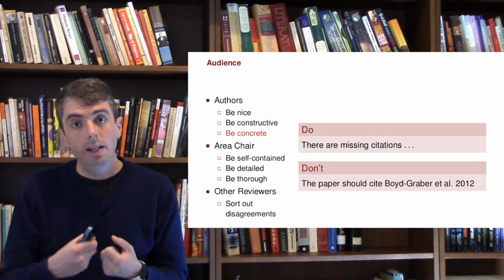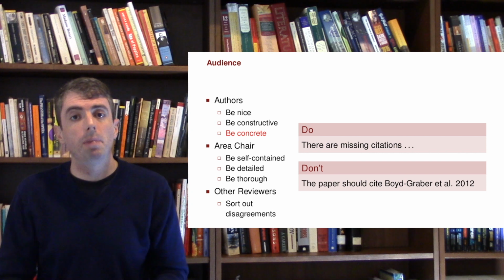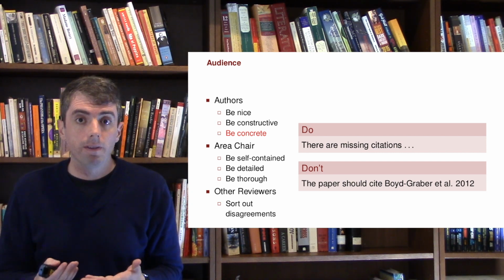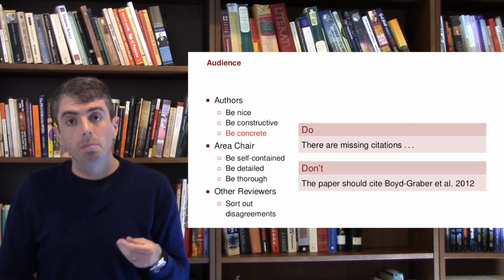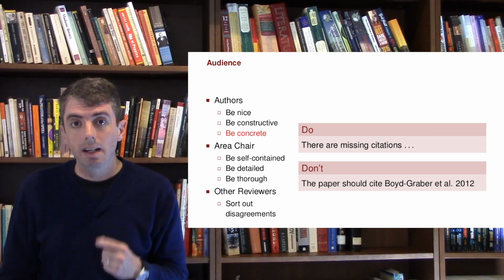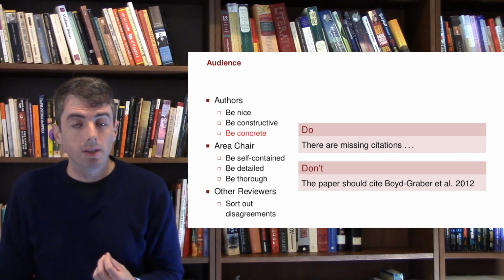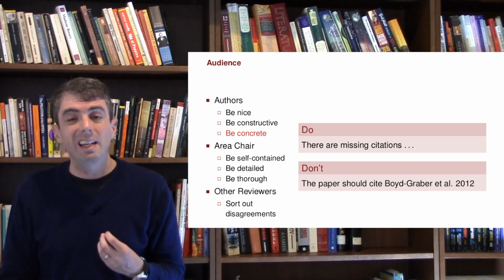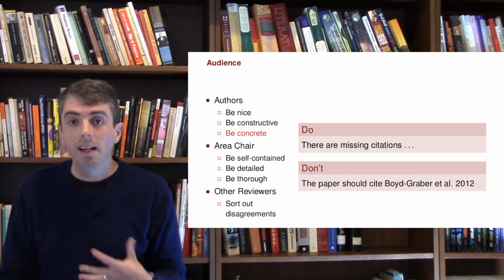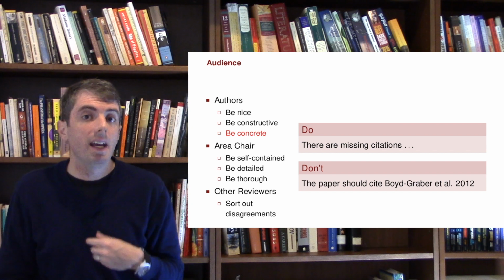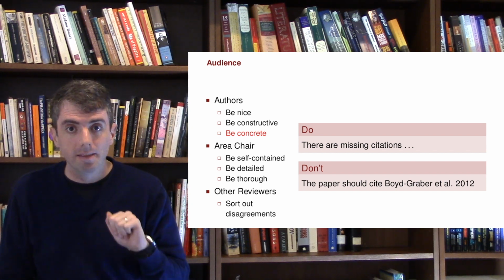So you're writing to the authors to help them improve their paper, but the point of reviewing is to decide whether this paper is getting accepted to the conference or not. And the person making that decision is the area chair. So you also need to write for the area chair. It's important to keep in mind that the area chair is looking at lots and lots of papers, dozens, maybe even 100 papers, and they need to decide which of these papers get in and which of these papers are going to get rejected.